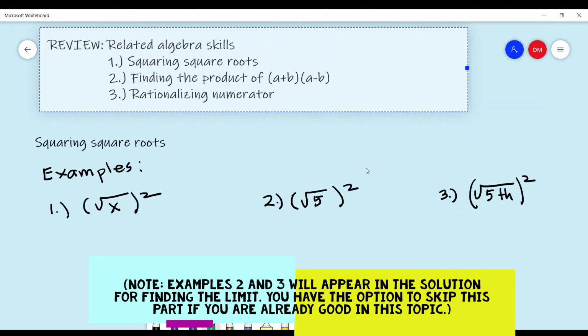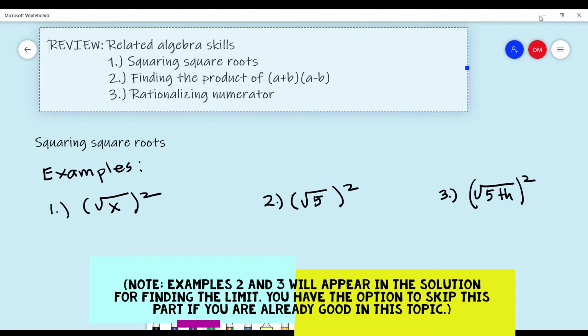Before going to the main topic, let us discuss the algebra skills that are related to finding the limit of a function involving radical. So the first one is squaring square roots. Second, finding the product of a plus b, a minus b. And number 3, rationalizing the numerator.